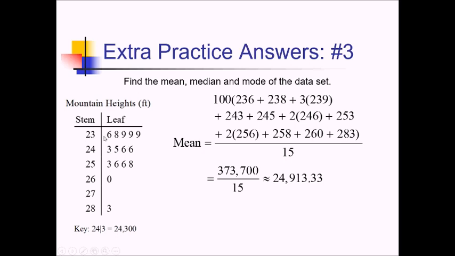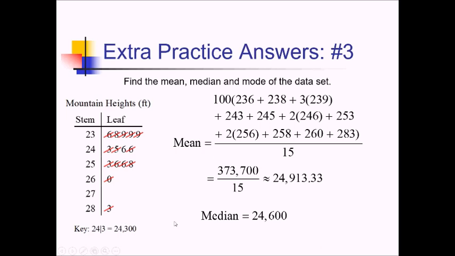So we have 236 and 283. Then we have 238 and 260 getting crossed off. One of these 239s and the 258. 239, 256. The other 239 and the other 256. Next we have the 243 and the 253 going away. And finally 245 and 246. So that leaves us with this lone 246 here. So that's our median. And keep in mind this is really 24,600 because we have to multiply by 100 after we put the stem and the leaf together, just for this particular problem because the key said to do that.